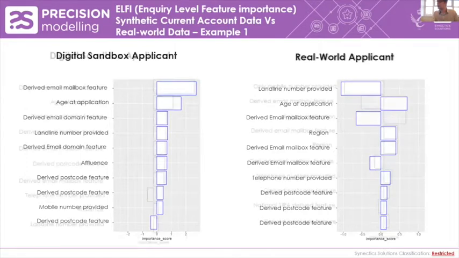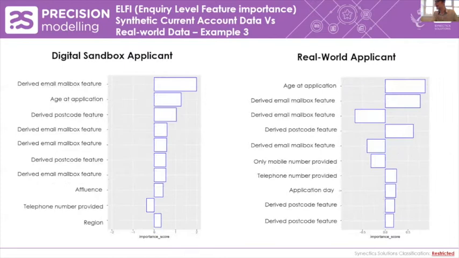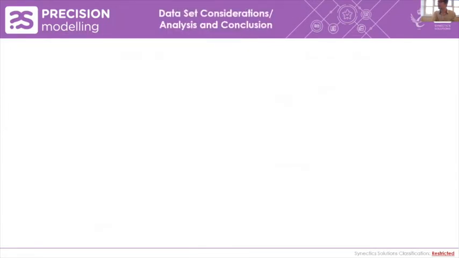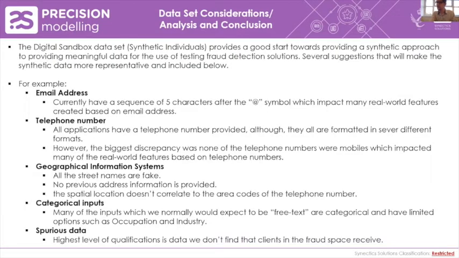And in our three examples we've got, you'll see that we didn't find any features in any of the applications in the Digital Sandbox that were representative of a negative importance score, which again shows that there needs to be a little bit more refinement into how the synthetic data is generated for it to be as predictive as real data. So we've got a nice conclusion here.